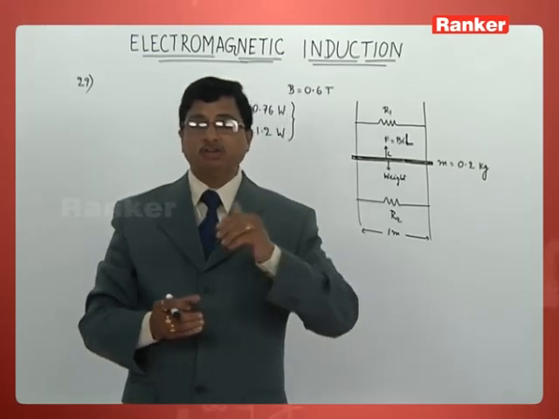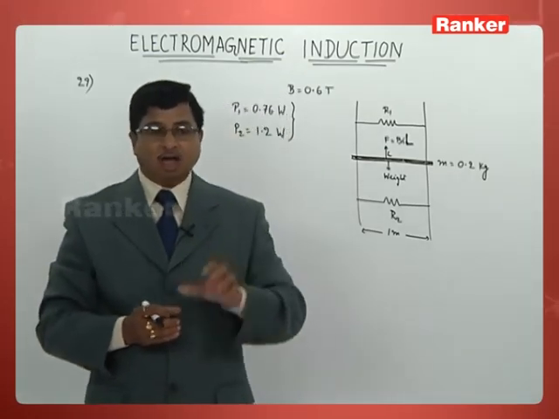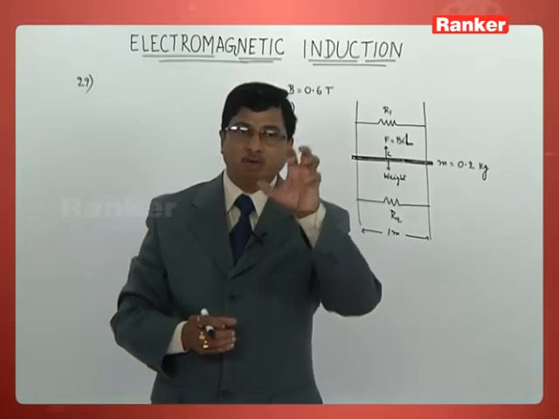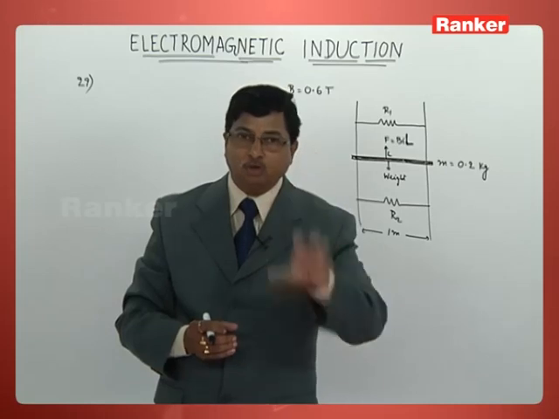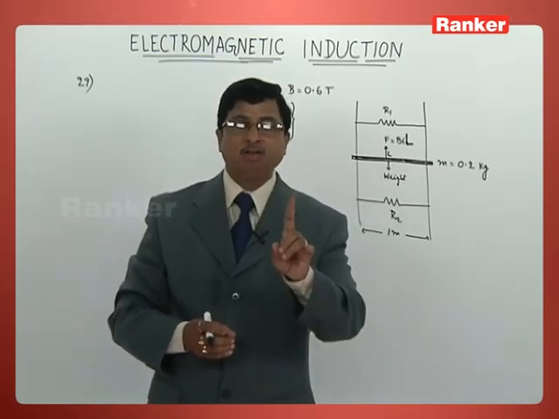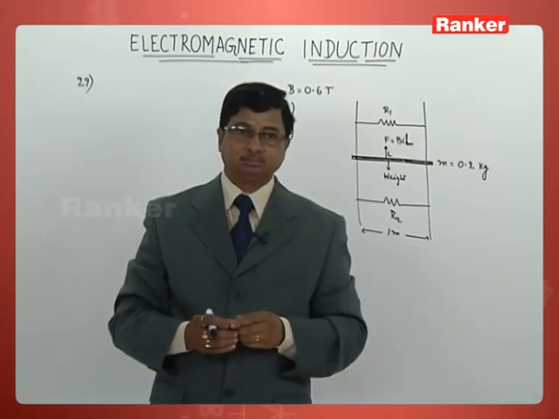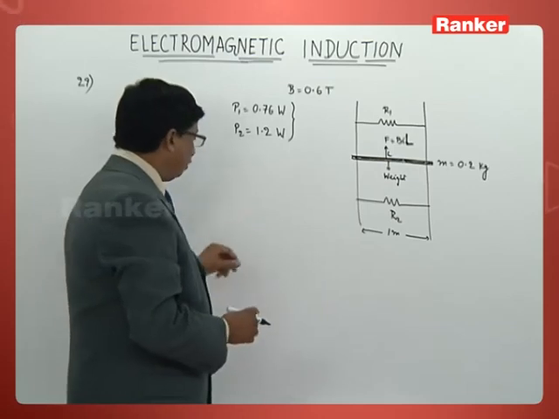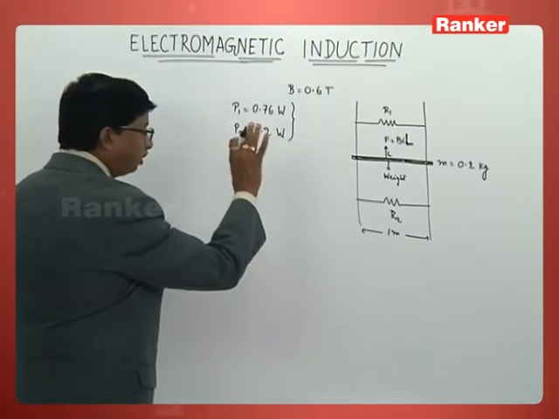So what is the conclusion you should have here? Unless the resultant force acting on that body, that is the rod, is 0, you can never have terminal velocity for that rod. So the basic condition we just have to understand is that part only.